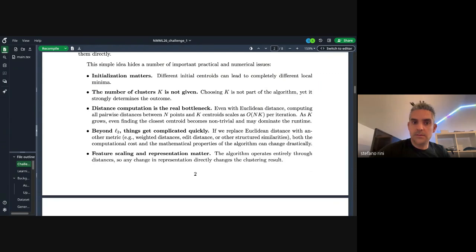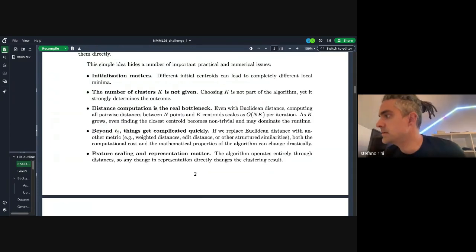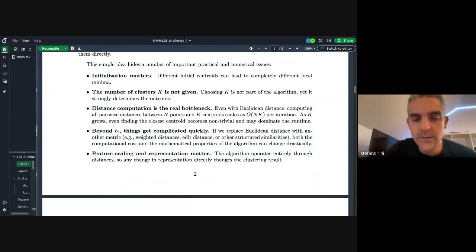Of course, even a simple formula can hide some very complex matters. First of all, initialization, right? You can imagine that if you initialize the cluster centroids in different locations, different runs of the algorithm are going to get you to different clusters and different labeling. So this is something you have to take into account, because you don't want to repeat the algorithm too many times, and you want a good choice of the initial centroids so that you don't waste too much time in computation.